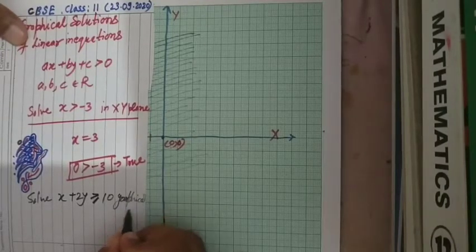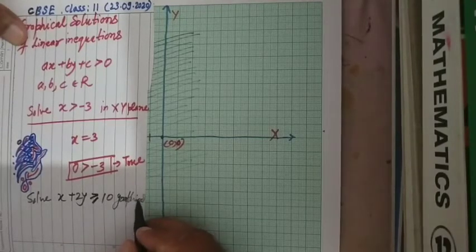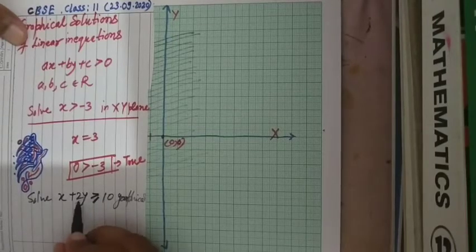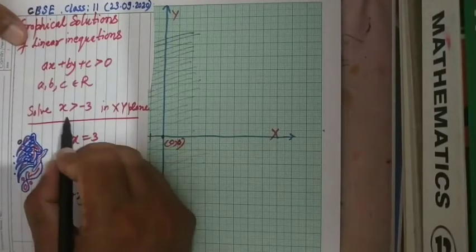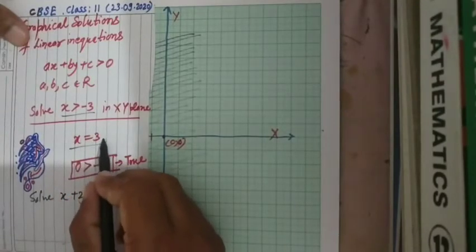Okay, so if graphically we have to solve this, x plus 2y greater or equal than 10, how do we indicate it in the graph? First of all, you represent this as a linear equation: as this inequation we have converted into an equation, and we plotted a line with respect to this.